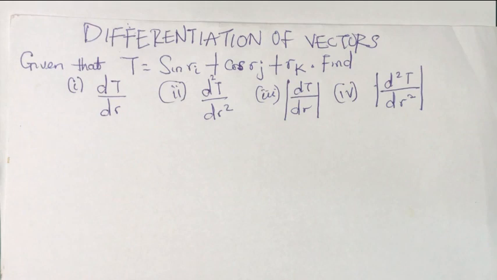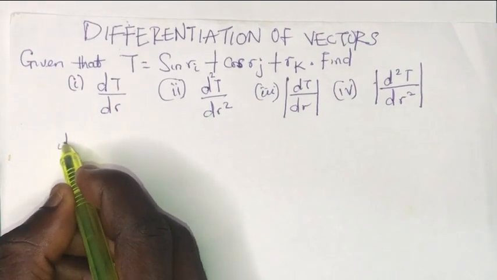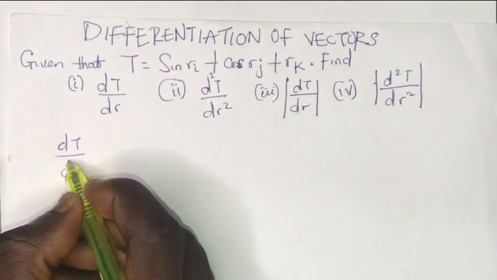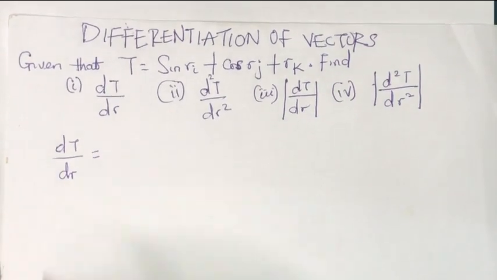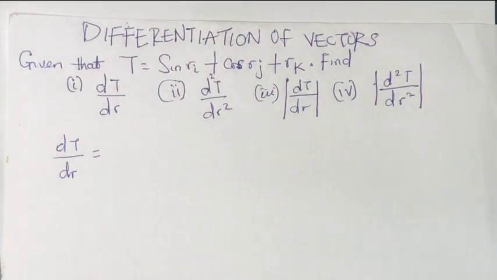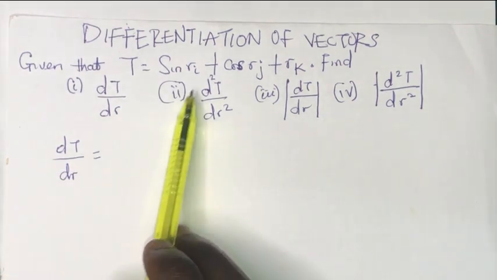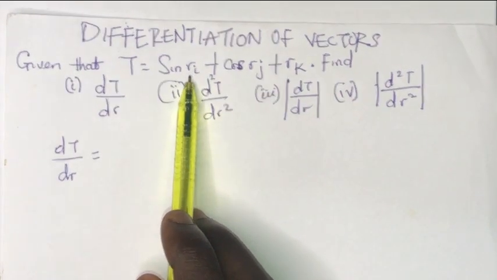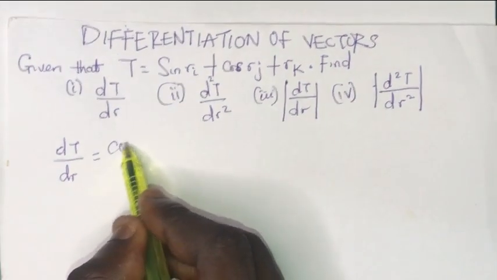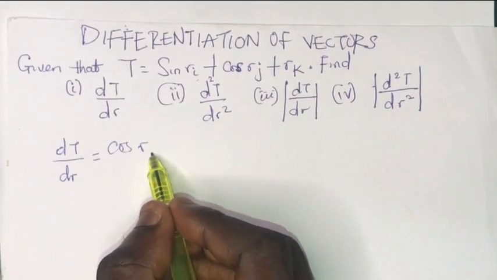So knowing that this is a vector now, what is the first thing you have to do? You have to differentiate with respect to t. Nothing is affecting the i, the j and the k. So first here we have dr/dt. How are you going to do that? Differentiate with respect to t. If you differentiate sin t, what are you going to have? You are going to have cos t, then your i will follow.